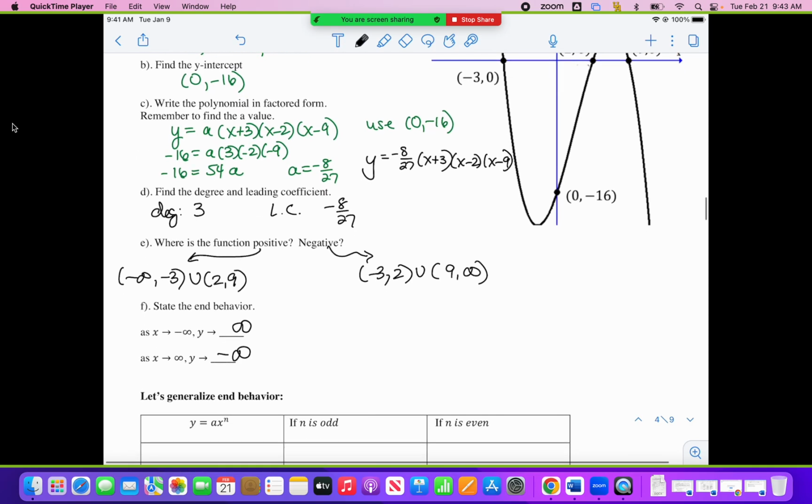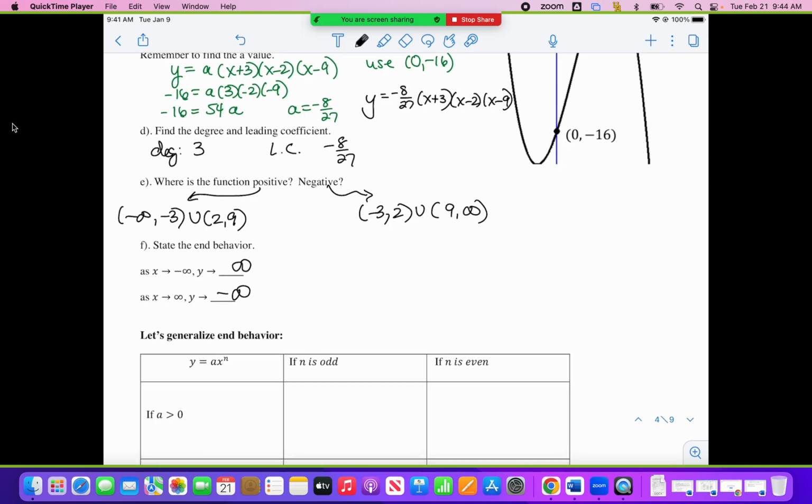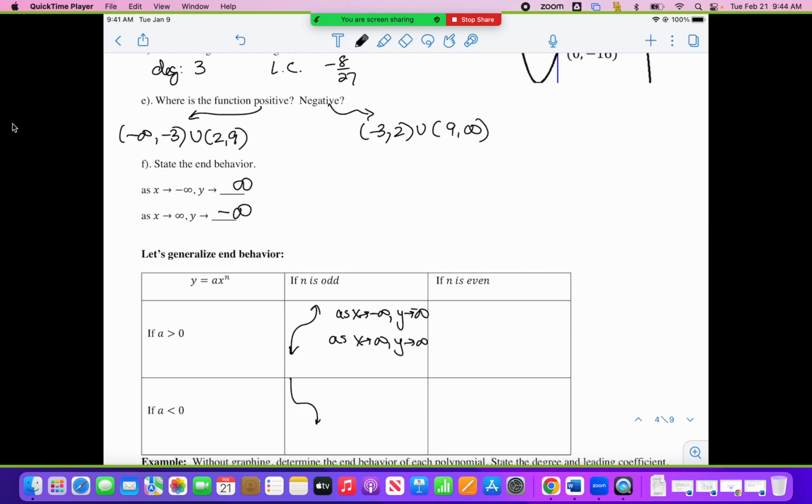So we're going to generalize end behavior. If I have odd and a is positive, it looks like this. And we would say this: as x approaches -infinity, y approaches -infinity. As x approaches infinity, y approaches infinity. If a is negative, it's going to reverse. As x approaches negative infinity, y goes up. As x goes to the right, y goes down.